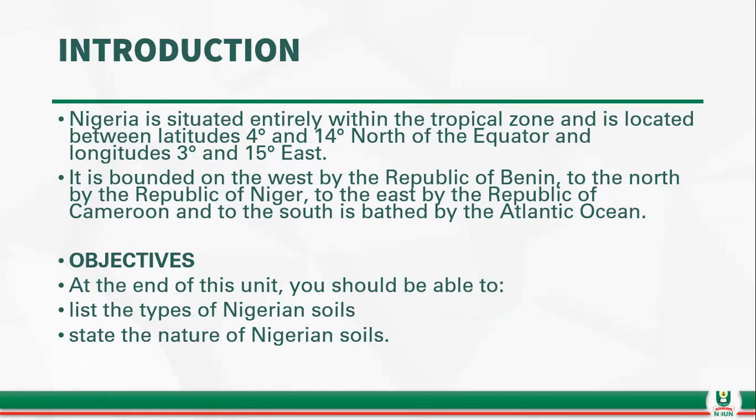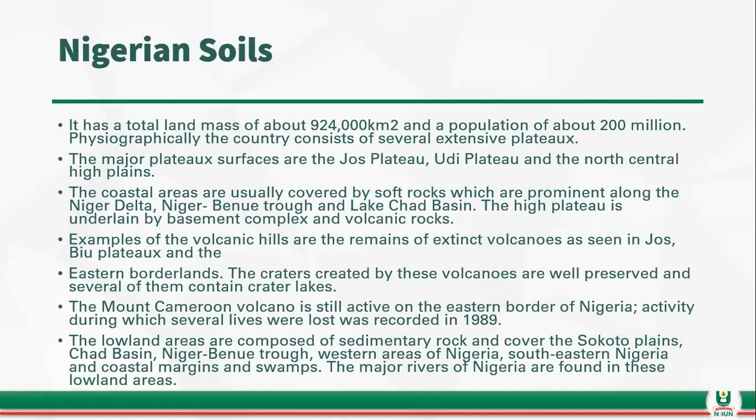So at the end of this unit, you should be able to list the types of soil we have in Nigeria, as well as be able to state the nature of these Nigerian soils. Nigeria has a total landmass of about 924,000 square kilometers, and the population of Nigeria is far above 200 million.